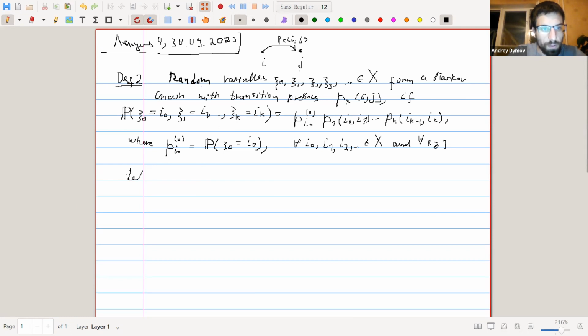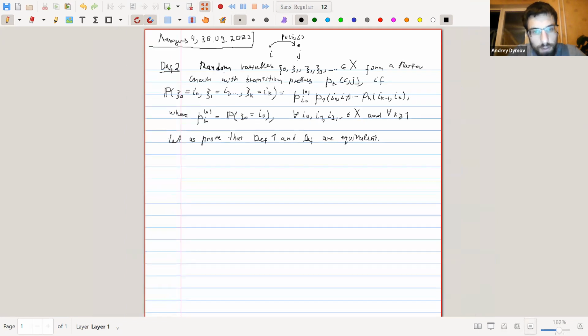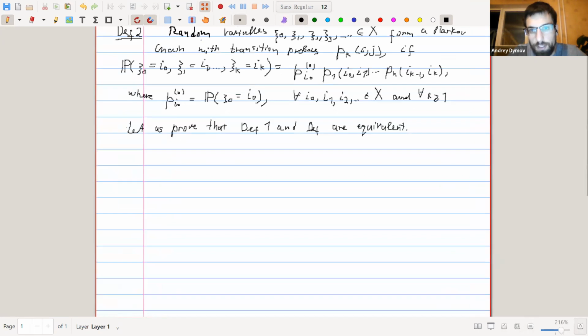So let us prove that definition one, which was the previous, the first definition of the Markov chain, and definition two are equivalent. Okay, now let us keep it as it is. I will prove the equivalence in this direction. It means that here we have definition two and here we have definition one. So I'll prove that definition one follows from definition two, and the other direction I will leave as an exercise.